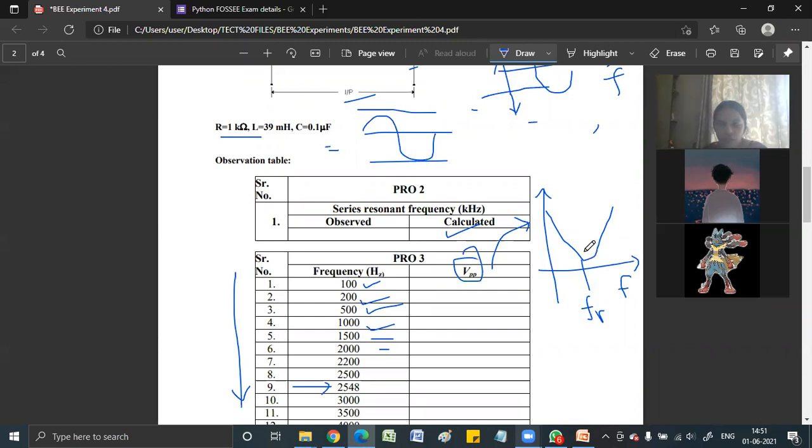So the value over here is where your VL is equal to VC, right? And both are cancelling out each other, so it will be very, very small. You'll not even be able to see a sine wave, it will be close to a line only. So that value is the VPP value, which is very small, and the frequency at which it occurs will be the resonant frequency. So I know in my mind that at 2548 hertz, this value has to be very small.